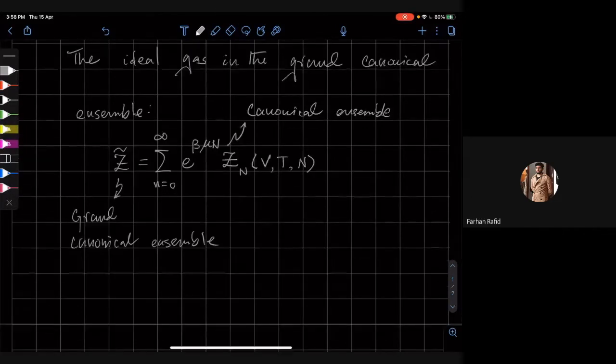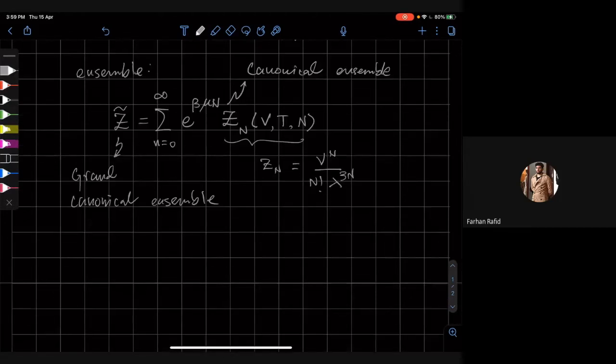And because we have a factor of 1 over N factorial here, remember that Z_N is V^N over N factorial lambda^3N. We can express the grand canonical partition function Z tilde as an exponential, and in the exponential, we have e to the power beta mu times V divided by lambda cubed. Okay, so this is a power series.